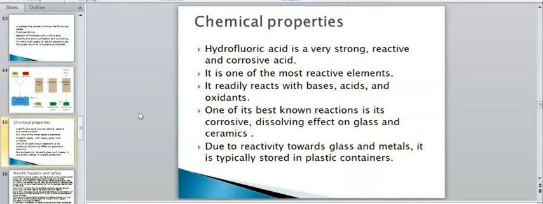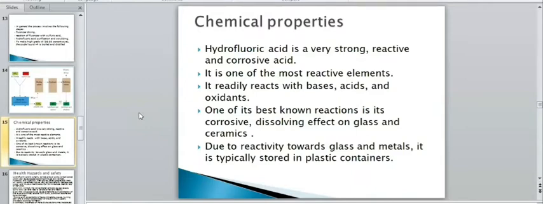Now, what are the chemical properties of hydrofluoric acid? Hydrofluoric acid is a very strong, reactive and corrosive acid. It is one of the most reactive compounds. It readily reacts with bases, acids and oxidants. One of the best-known reactions is its corrosive dissolving effect on glass and ceramics. It is highly damaging. Hydrogen fluoride is a highly damaging acid. It readily reacts with glass and ceramics.